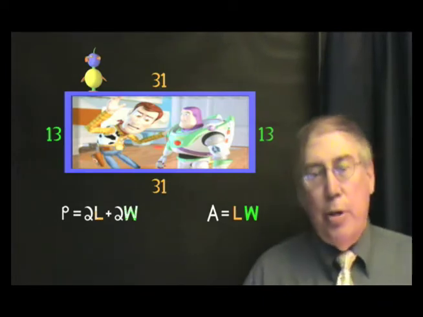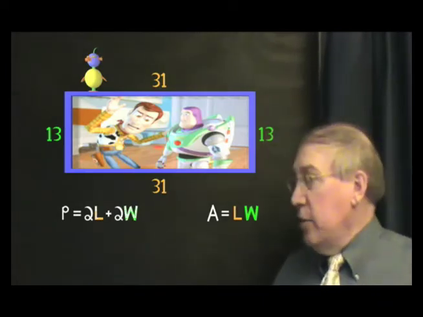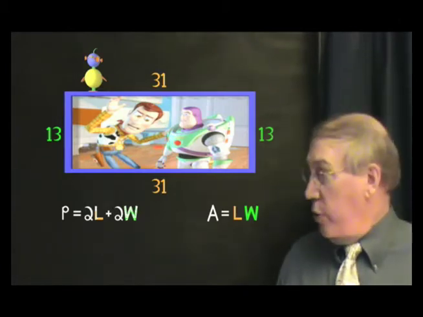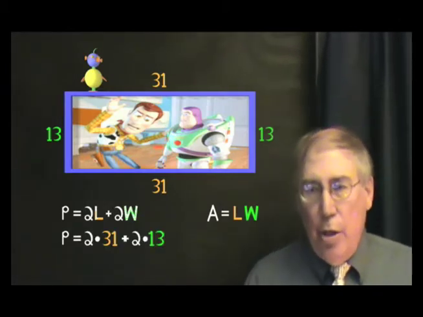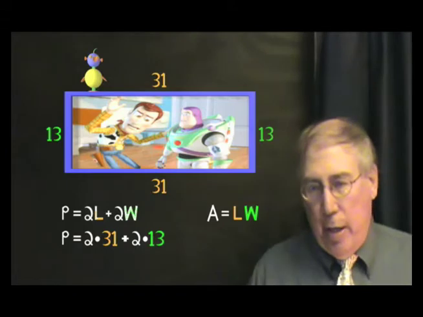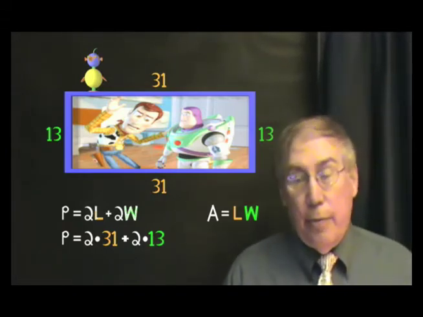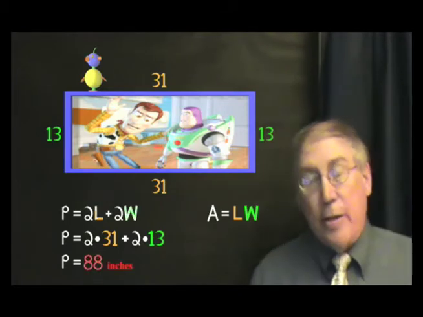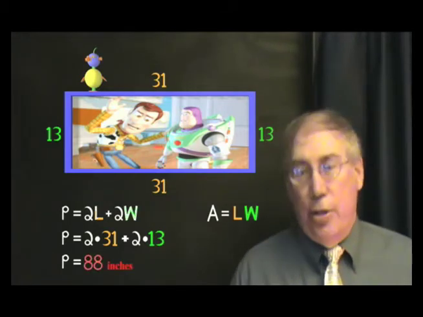Now let's put in some values. Let's say that the length is 31 and the width is 13. So we put 31 in for L and 13 in for W, and we work that down and we'll find that P equals 88 inches.